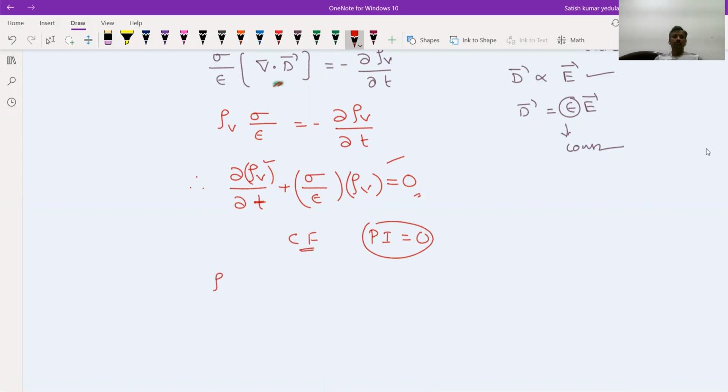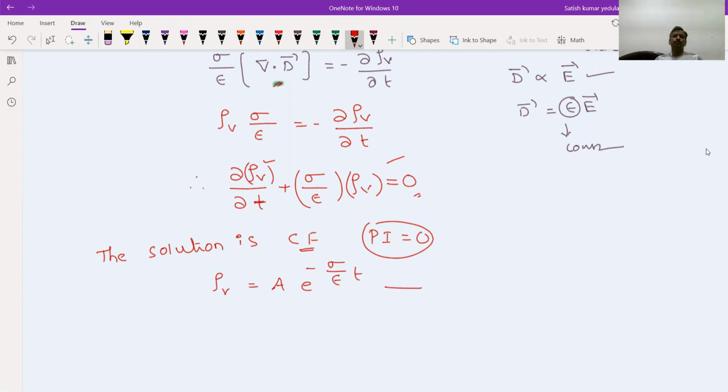Then for ρv, the solution, no need to derive, you can directly write: ρv is equal to some constant A into e power minus σ by ε into t.